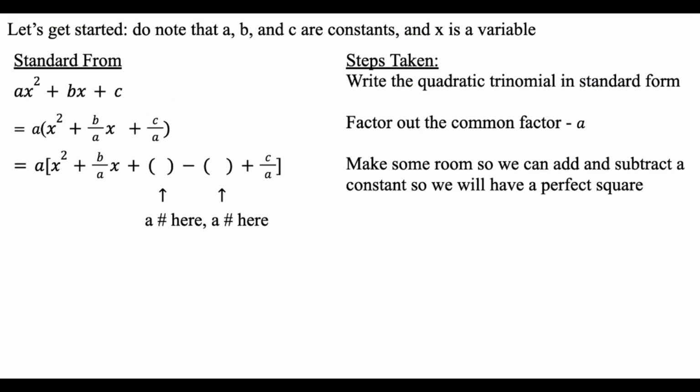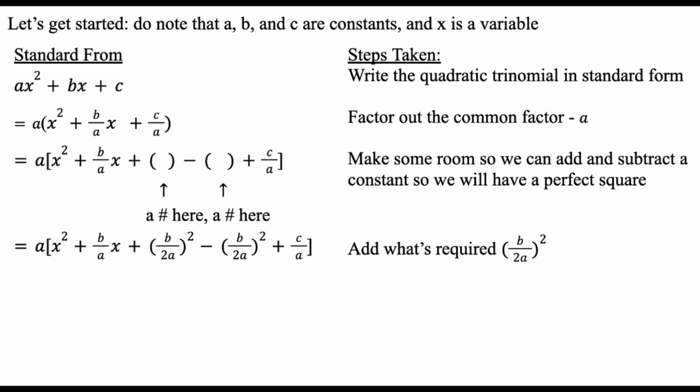Next, we want to rearrange the expression a little bit and put some blank parentheses there to hold the places for something we want to add, so we can complete a perfect square. The number you want to insert into those two blank spots is (b over 2a) squared. To not alter the original equation, you want to add and subtract that expression right away so you don't change the original equation.